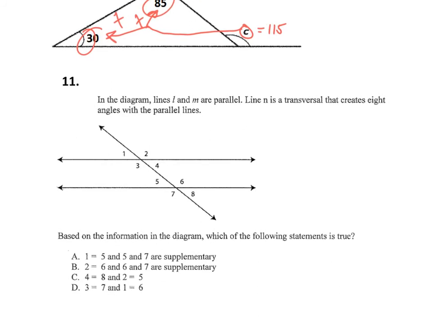Number 11, in the diagram, lines L and M are parallel. Line N is a transversal that creates 8 angles within the parallel lines. So here are my parallel lines. I'm going to mark those in blue. And this one going diagonally across, that is my transversal. So this is based on the information in the diagram. Which of the following statements is true?